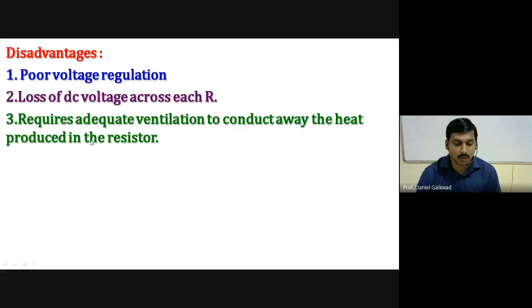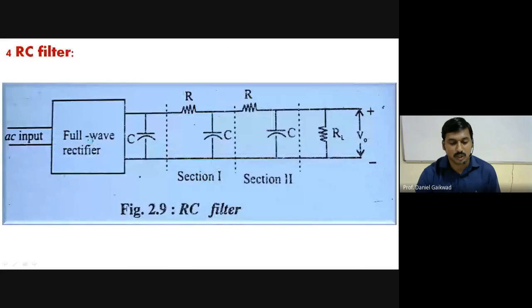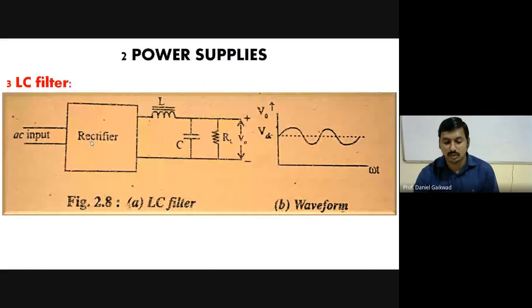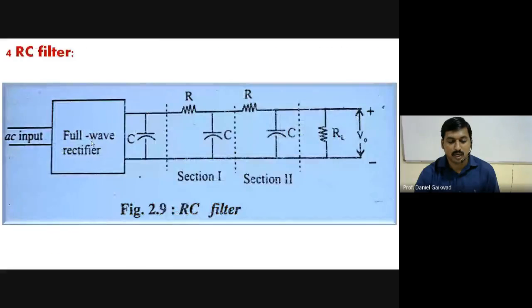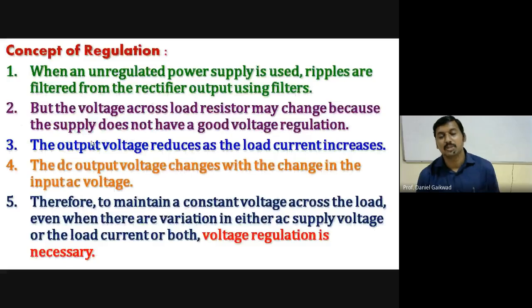Now we have finished the topic of filter circuits. Today we learned two types of filters: the third is the LC filter and the fourth is the RC filter. In the previous lecture we learned the capacitor filter and inductor filter. So there are four types of filter circuits in our syllabus.